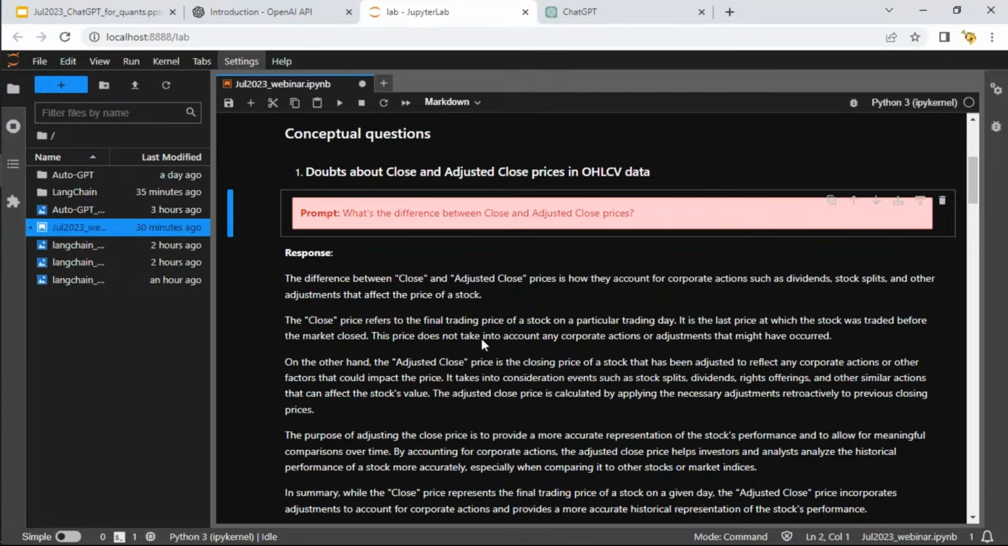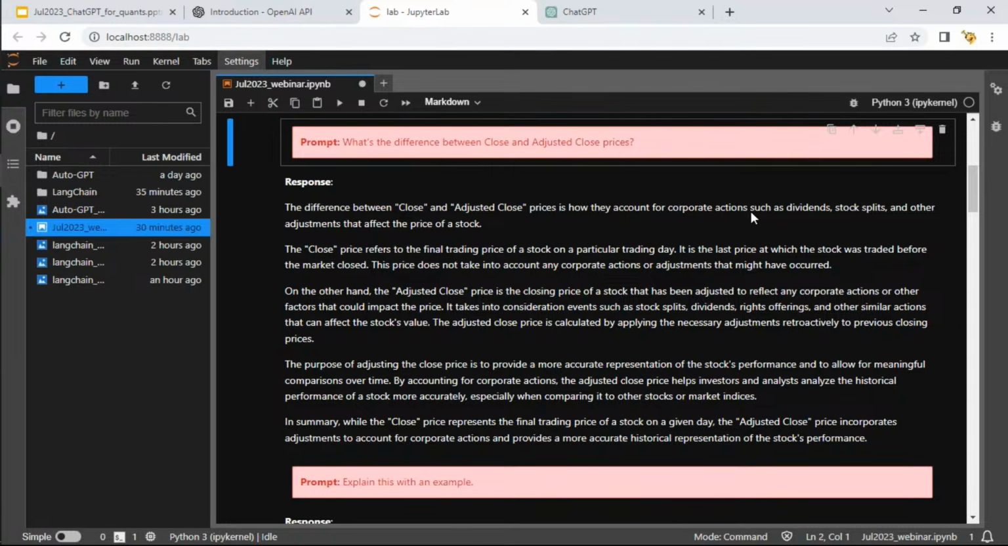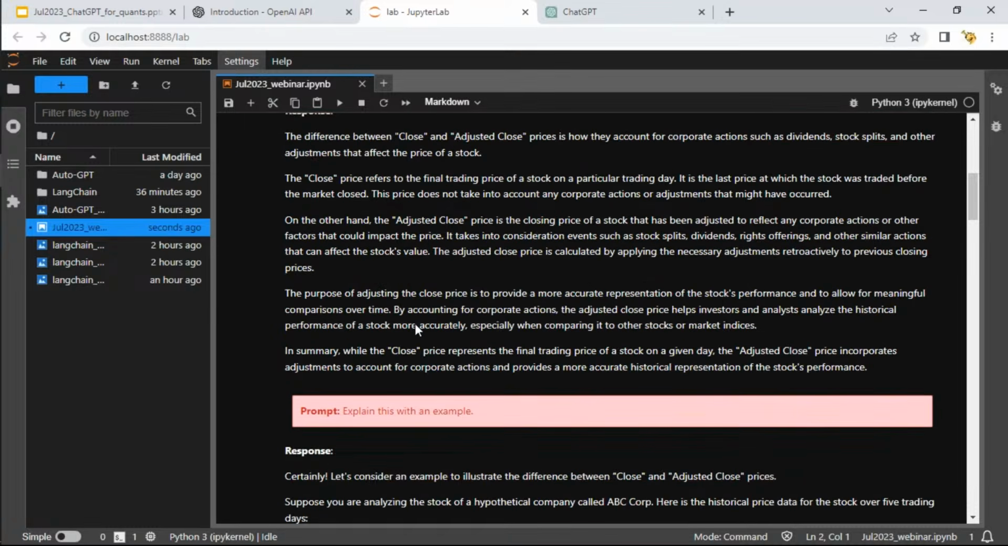So something like, what's the difference? And it gives you a pretty detailed answer, right? The difference is how they account for corporate actions. I don't want to get into the specifics of the explanation, although what I do want to point out is that it gives you a pretty detailed explanation, the sort of explanation that a person like me has to give as part of my job, because me and other members of our content team often encounter this question from students. And this is a pretty solid explanation if you go through it.